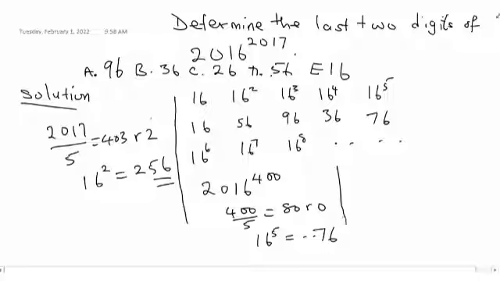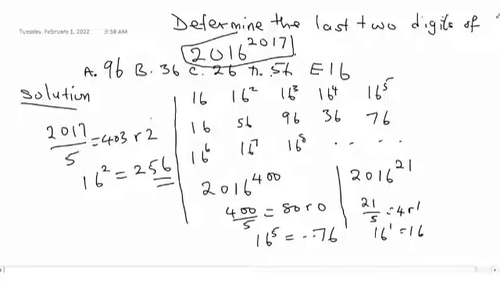Another example: if you do 2016 raised to 21, just say 21 divided by 5, that gives us 4 remainder 1. So in this case, 16 raised to 1 is 16. So if you evaluate 2016 raised to 21, you are going to get 16. So for this very particular question, our answer is D, which is 56.